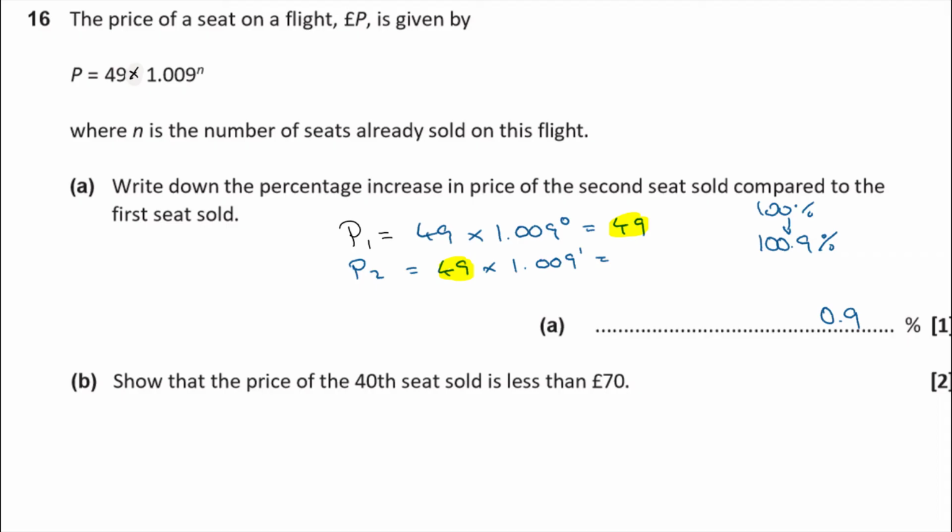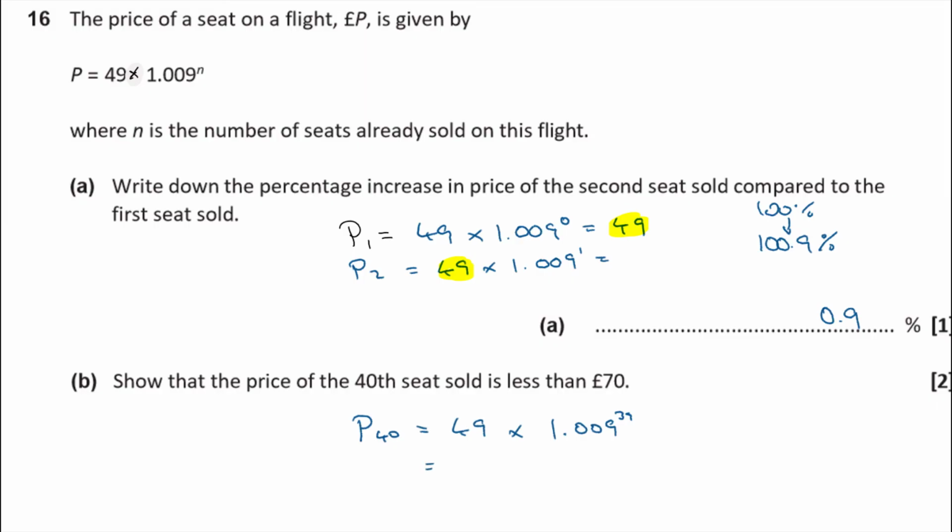And then it says, show that the price of the 40th seat sold is less than £70. So the price of seat 40 is going to be 49 times 1.009 to the power of what? If it's seat 40, that means I would have sold 39 seats before I got to seat 40. So it's going to be 49 times 1.009 to the power of 39.